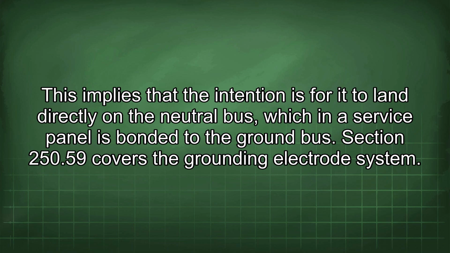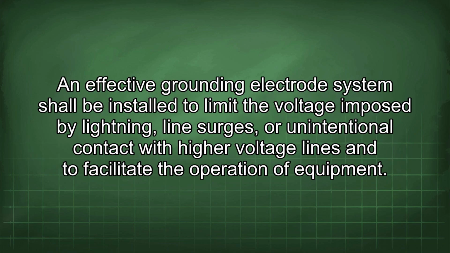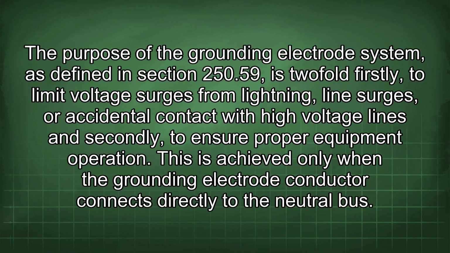Section 250.59 covers the grounding electrode system. An effective grounding electrode system shall be installed to limit the voltage imposed by lightning, line surges, or unintentional contact with higher voltage lines and to facilitate the operation of equipment. The purpose of the grounding electrode system, as defined in section 250.59, is twofold. Firstly, to limit voltage surges from lightning, line surges, or accidental contact with high voltage lines, and secondly, to ensure proper equipment operation. This is achieved only when the grounding electrode conductor connects directly to the neutral bus.